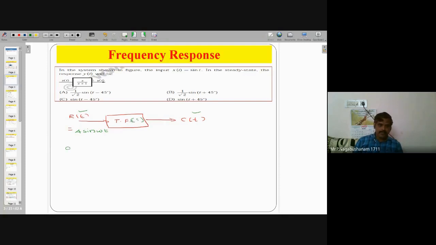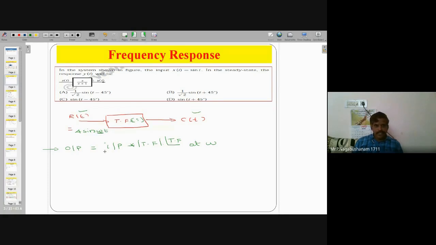First question. Let us assume it is 1 mark. Output equals whatever input you are getting, into the magnitude of the transfer function and the angle of the transfer function at omega. That means you have to take omega from the input signal and put omega in this transfer function.